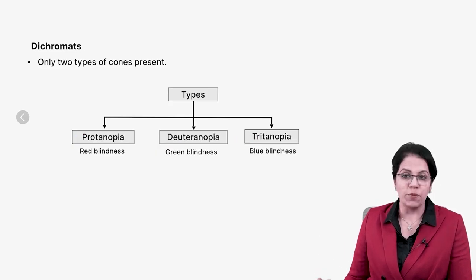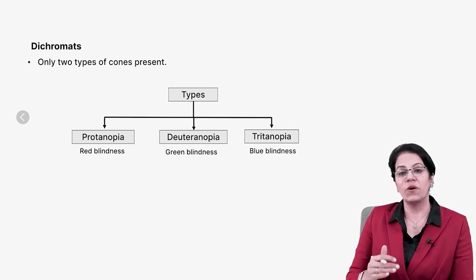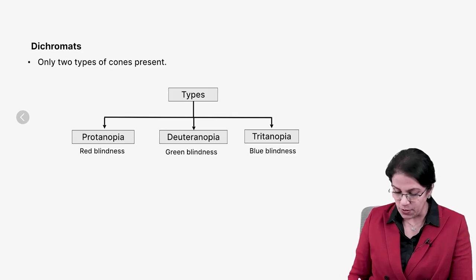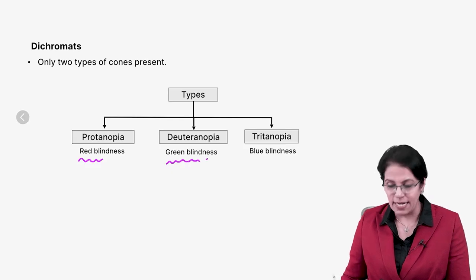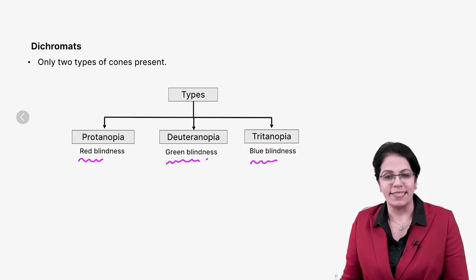When you talk about dichromats, now only two types of cones are there. That means one is absent. So now we call it opia. Okay, so protanopia is the red blindness, deuteranopia is green blindness, and tritanopia is blue blindness.